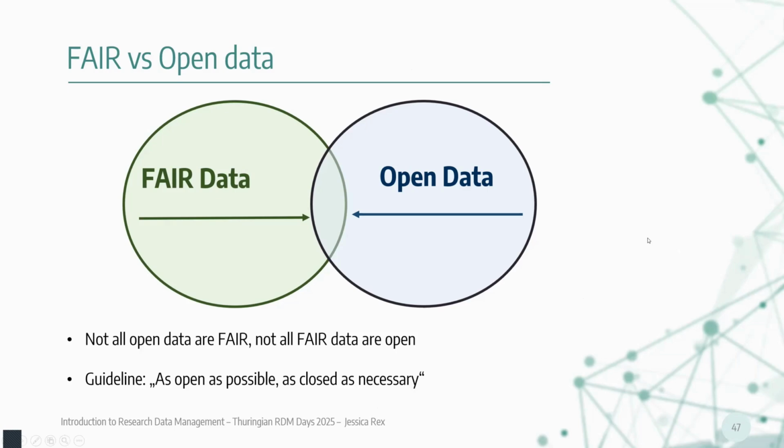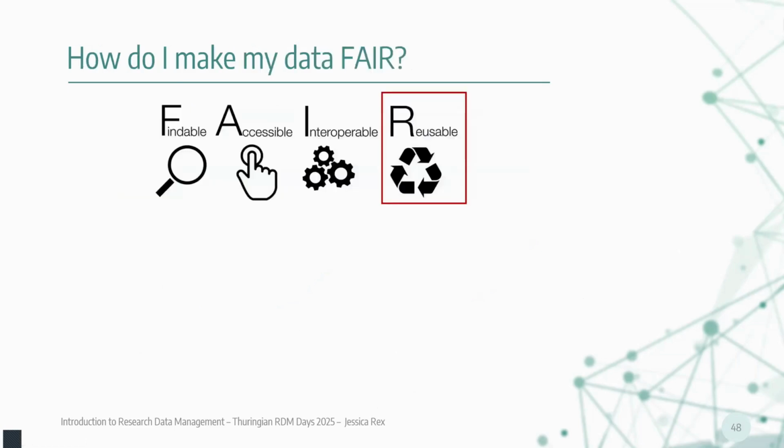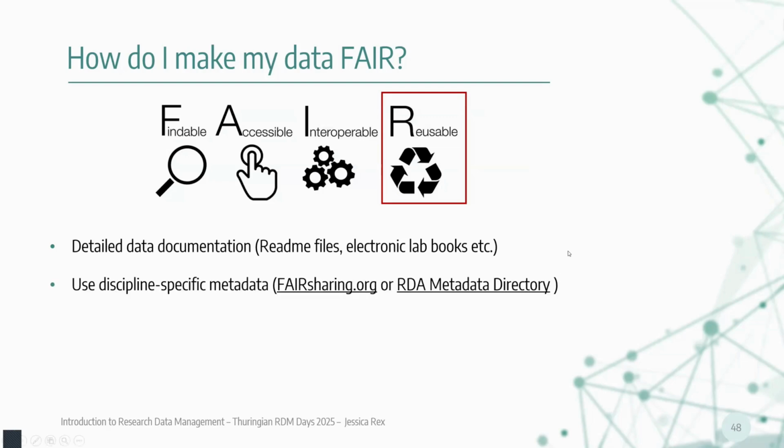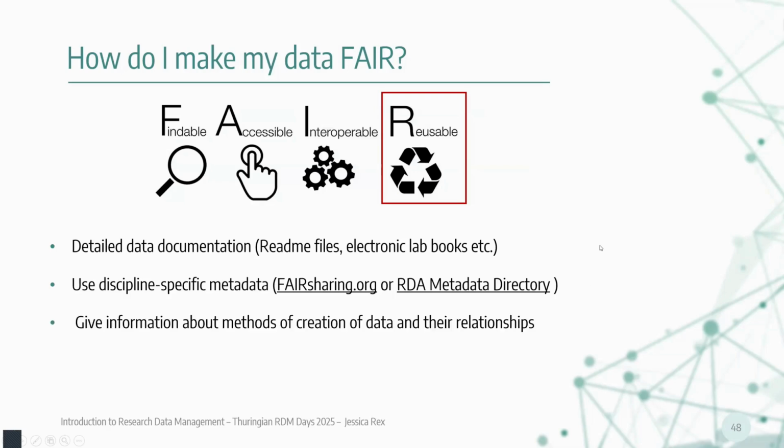Now you might wonder, okay, so how again do I make my data FAIR? What can I do? I've put this on a slide for you as well. As I said, where you come in is mostly with the letter R, with the reusable. What you want to do is provide detailed data documentation. We've already talked about that: a README file, electronic lab book, or whatever that you link to your data publication. You should use discipline-specific metadata standards, or at least a generic one. Give information about your methods of creating your data and the relationship between the data that you're publishing.